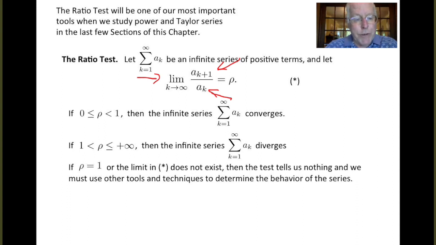If rho is between 0 and 1 but not equal to 1, then the series converges. And if rho is bigger than 1, and it could be infinite, then the series diverges. And we have one case where no information comes across. That's if rho equals 1, or if that limit in star does not exist. Then this tells us nothing, and we have to move on to some other technique, maybe integral test, maybe comparison test, maybe something else, to decide whether the series converges or diverges.